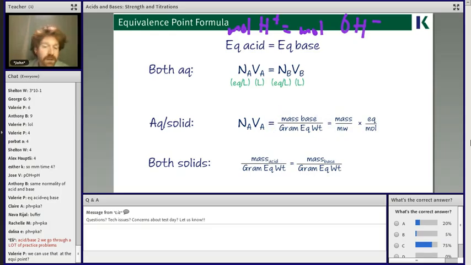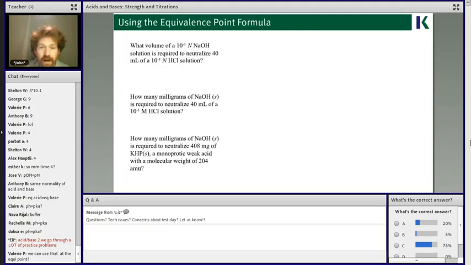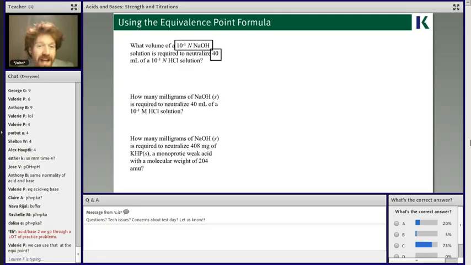We're going to end by doing just a couple questions of this and kind of show how it works. All right, here we go. So, using the equivalence point formula, let me know what volume of a 10 to the -1 normal solution of sodium hydroxide will neutralize 40 milliliters of a 10 to the -1 normal hydrochloric acid, also monoprotic?